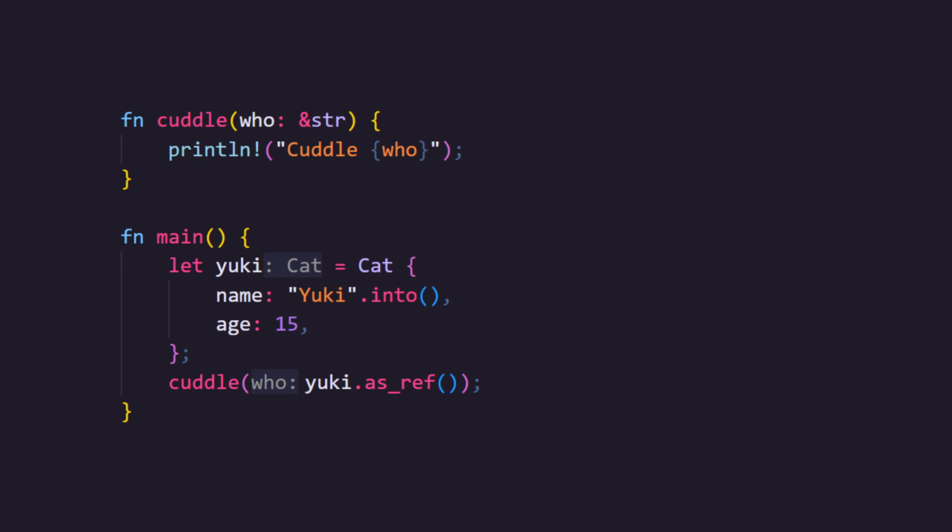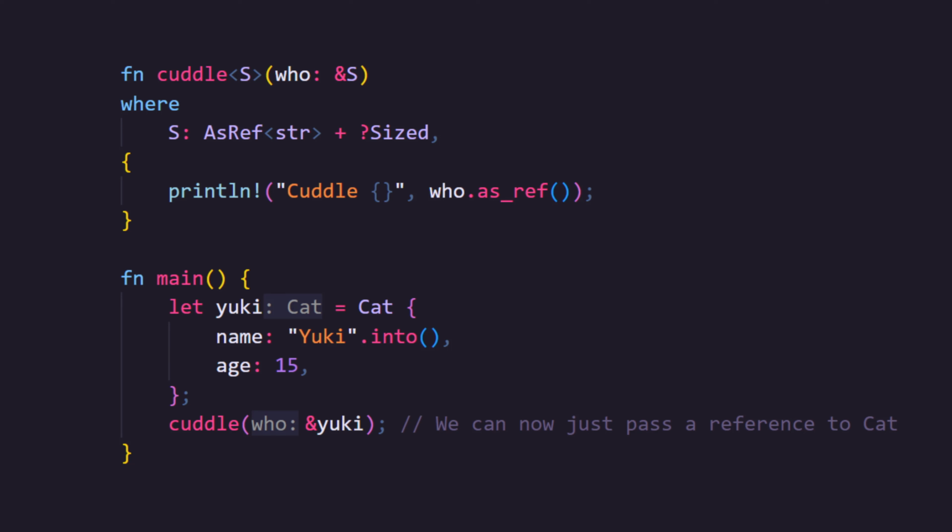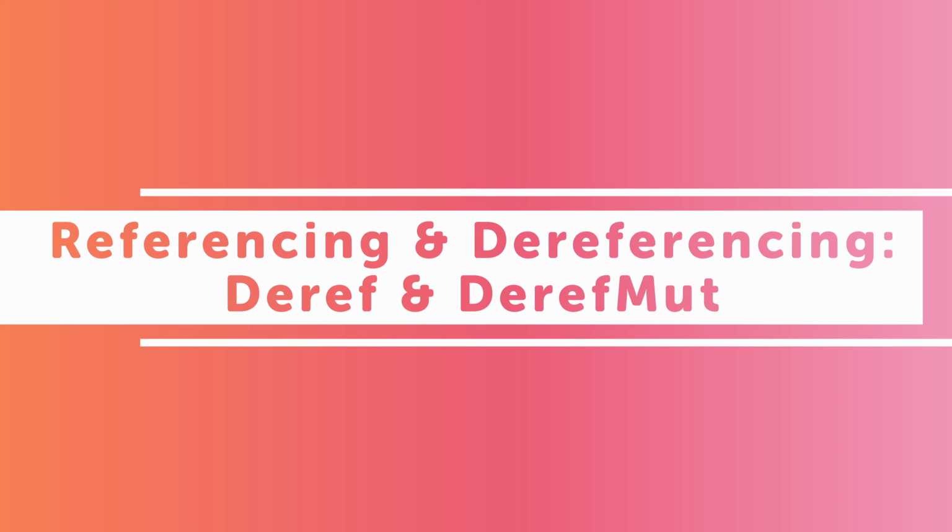Arguably, we could make this code even more friendly by changing the cuddle functions to take a generic and then calling AsRef in the function itself. This code looks a little scarier, but once you get used to seeing code like this, you can write far more flexible and easy to use code. AsMut is essentially the same as AsRef, but for mutable references instead.